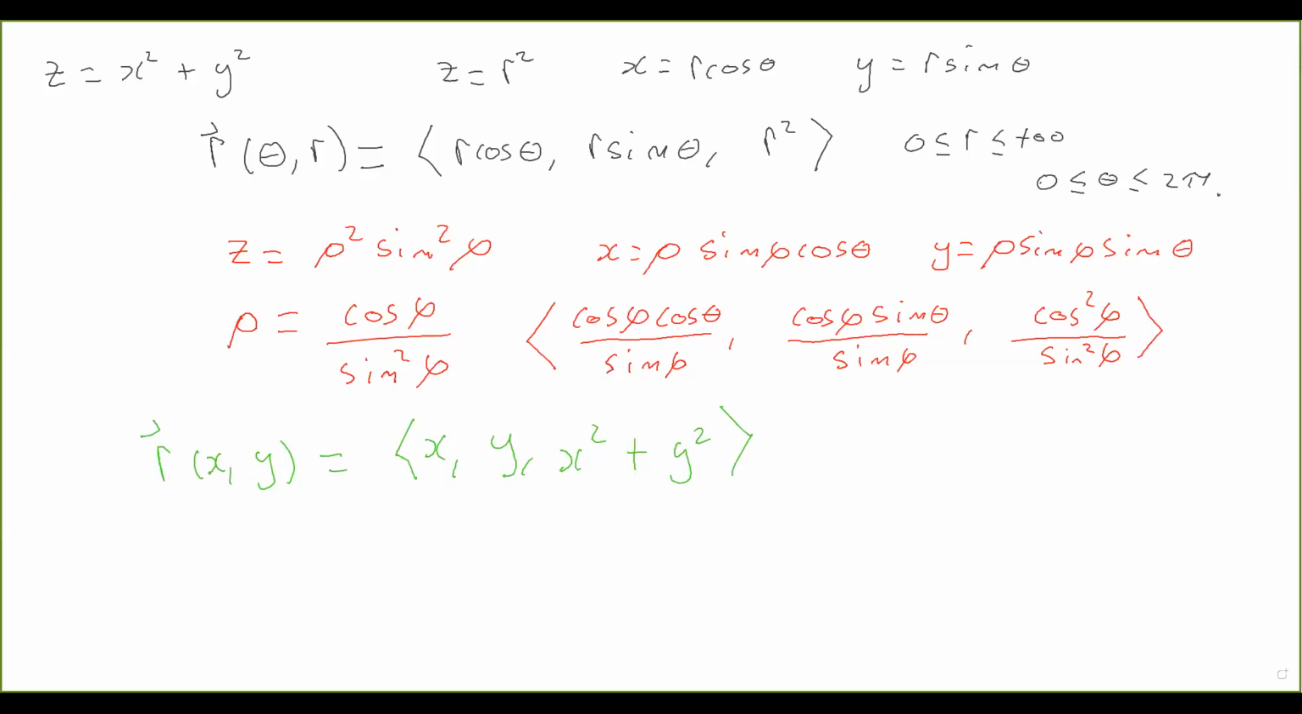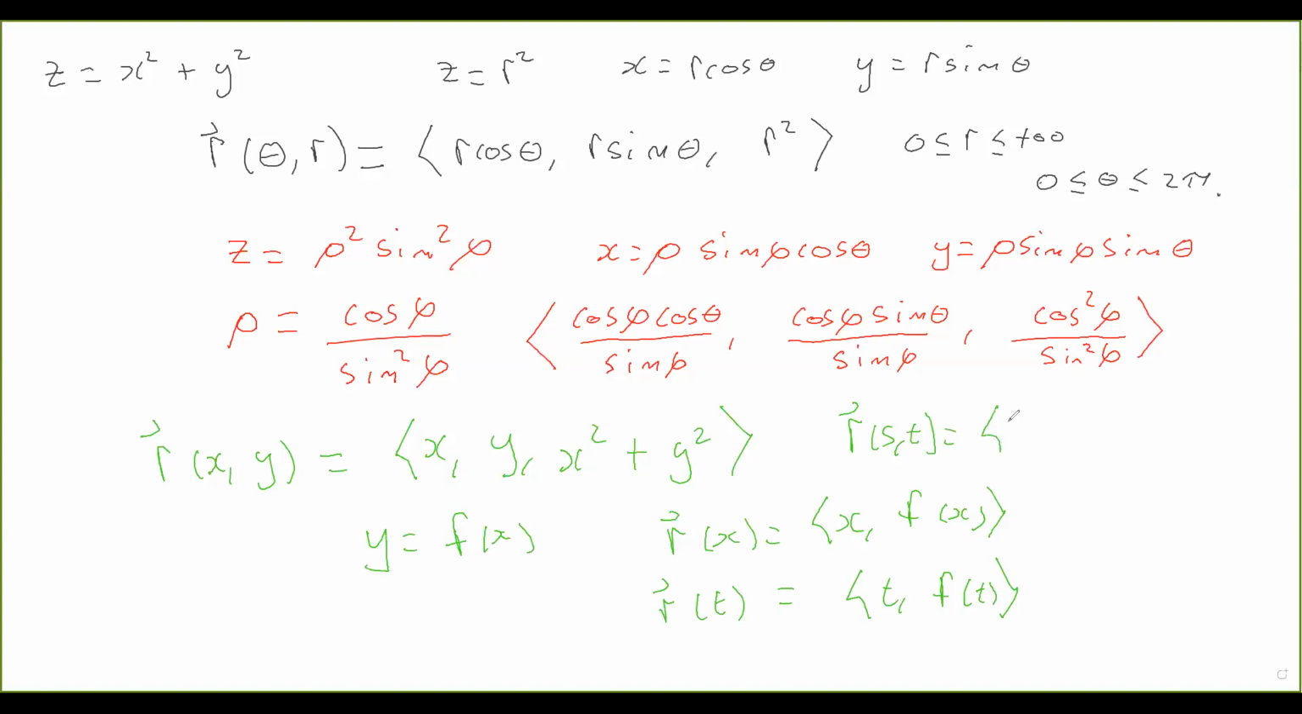So which one of these parameterizations is the best? Well, let me just say one thing. This is very similar to, remember, if you wanted to find the vector parameterization for the graph of y is equal to f of x, the vector parameterization was just r of x is equal to x, f of x, or really we used a different variable, r of t is equal to t, f of t. And so if you want to use different variables other than x and y, you could say r of s, t is equal to s, t, s squared plus t squared, but that's not necessary if you don't want to.